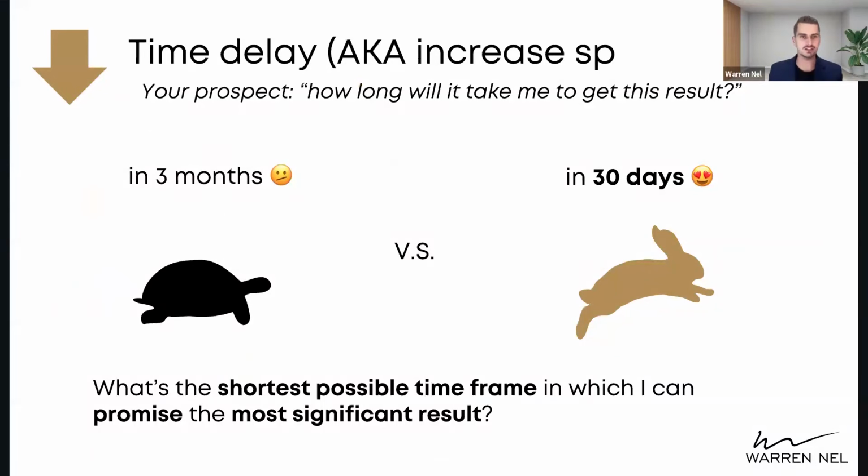So here's a question. What's the shortest possible time frame in which I can promise the most significant result? Write that question down. It's loaded. What is the shortest possible time frame in which I can promise the most significant result? And that's how you start refining your core framework until it becomes a proven method, a signature framework. And that's the core thing that you use as a center point to create all of the content that you have, whether it's for social media, your signature program, or whether you want to write a book, right?